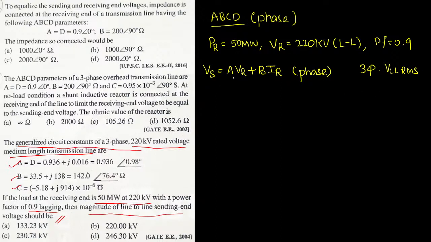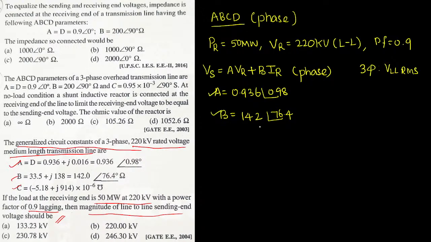Let us proceed. Now the value of A is already given in the question. Value of A is given as 0.936 at an angle of 0.98 degree. And the value of B is given as 142 at an angle of 76.4 degree. So the value of A is known, value of B is known.